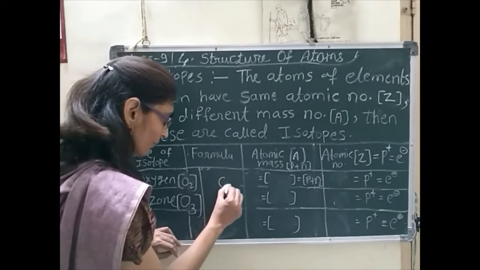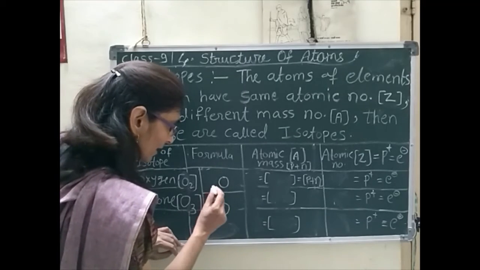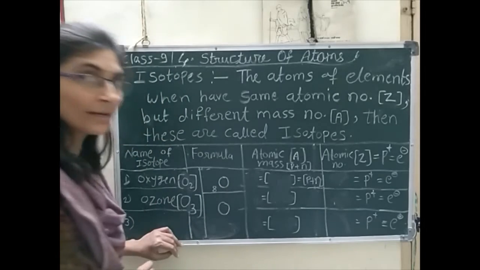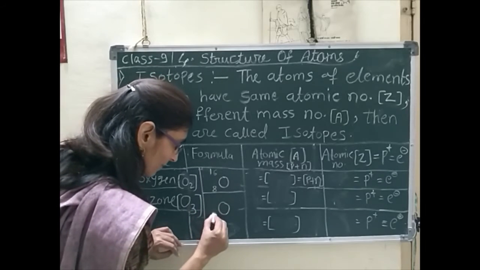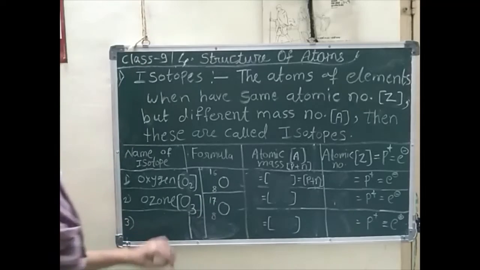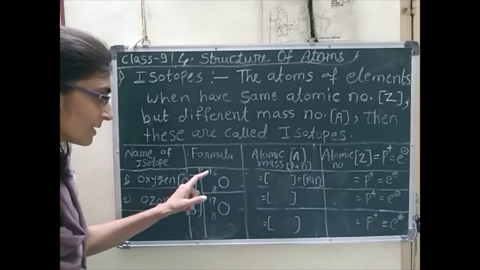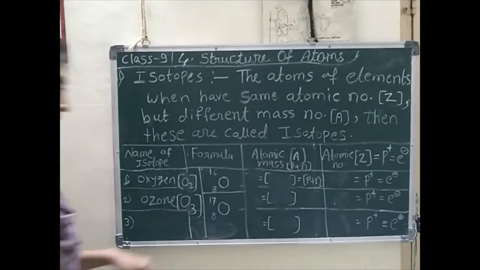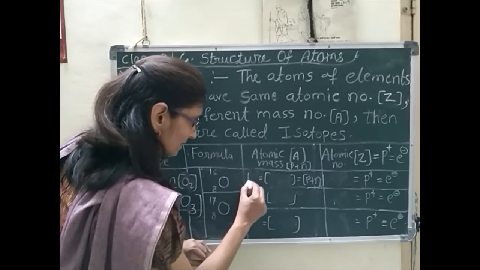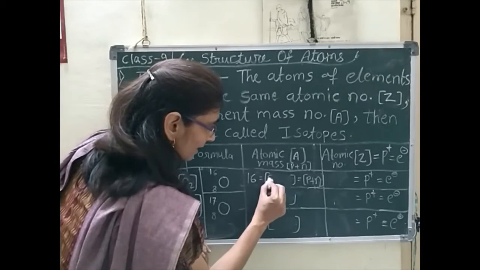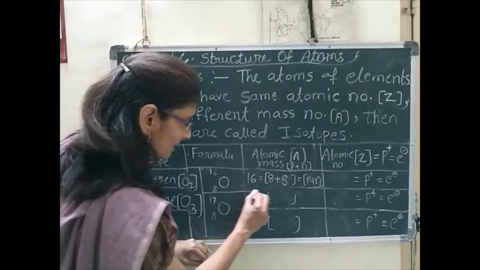The formula is O. Here also the formula is O, but what is the atomic number? 8, and here the mass number is 16, and here the atomic number is 8 and the mass number is 17. Yes, so these are isotopes because the atomic number is the same, but the mass number is 16 here and 17 here. So here the atomic mass is 16, so we can write 8 protons plus 8 neutrons are present in oxygen.